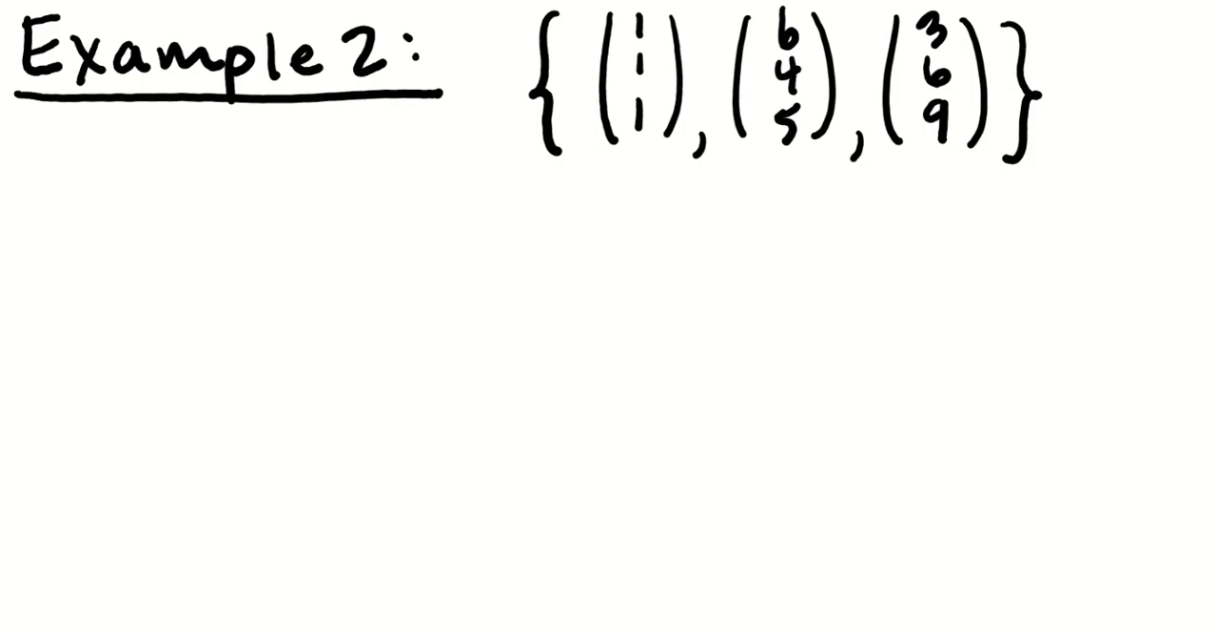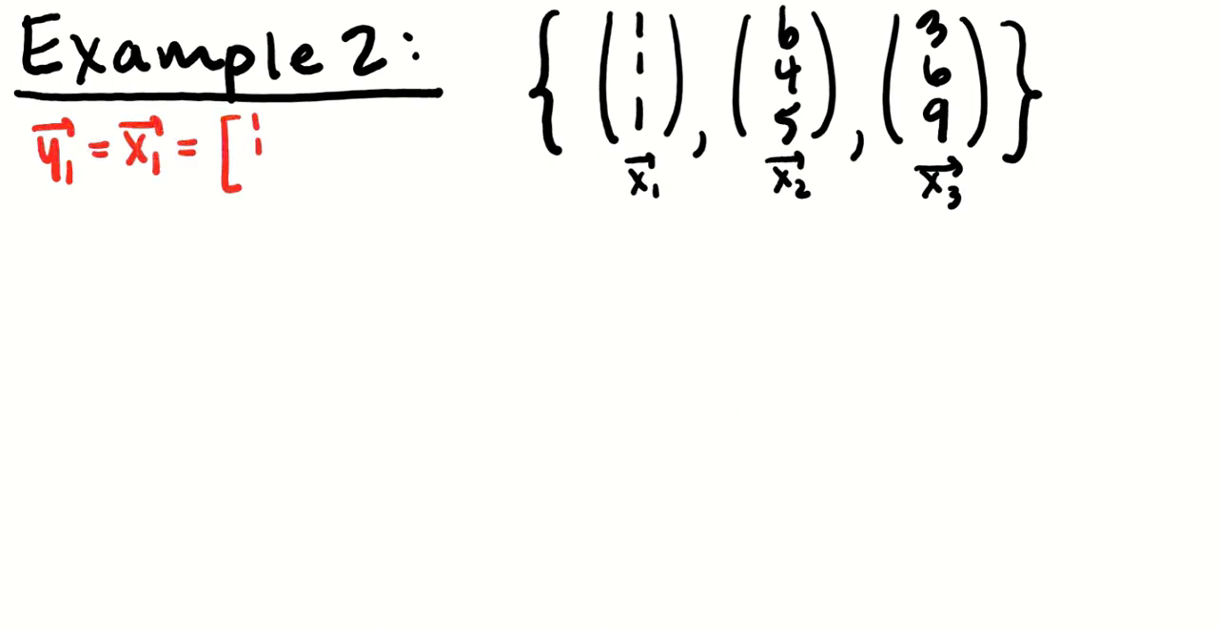Right, here is a basis for R3. And I'm going to just call these kind of like x1, x2, and x3. Okay, and I'm going to apply the Gram-Schmidt algorithm to turn these vectors into an orthonormal basis for R3. So the first step is going to be y1 equals x1, which is 1, 1, 1.